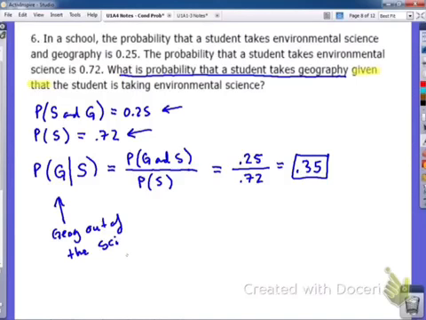Okay? What is the probability of walking into the group of people that are taking science and them also happen to be taking geography? What's that probability? 0.35, 35%.